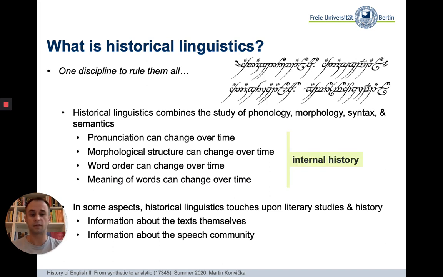So the first thing, the changing structure of a language, pronunciation, morphology, syntax, and semantics, is something that we call internal history. The history of the text and the history of the speech community is something that we call external history. And both internal as well as external history are going to be topics in this seminar.